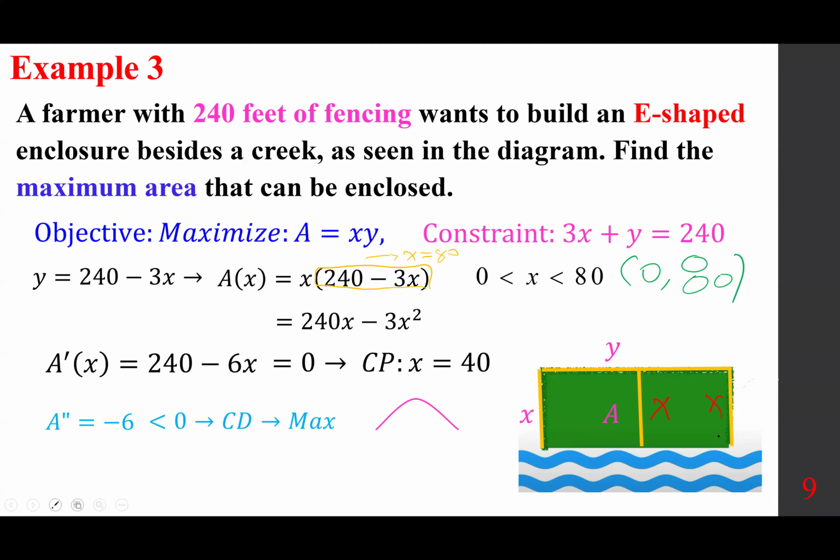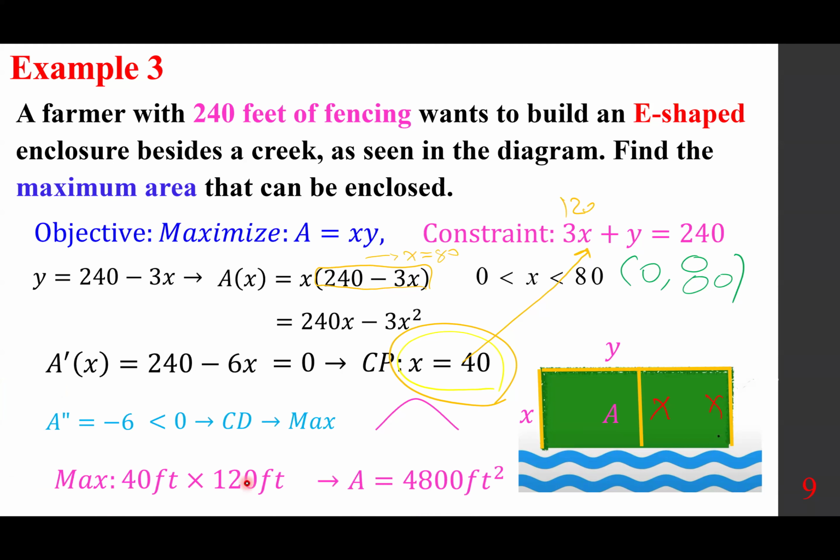If we replace it here, we get 3 times 40, 120, and y becomes 120. So the maximum occurs when we have the dimensions 40 times 120. So the maximum area is the product of the two, 4,800 square feet.